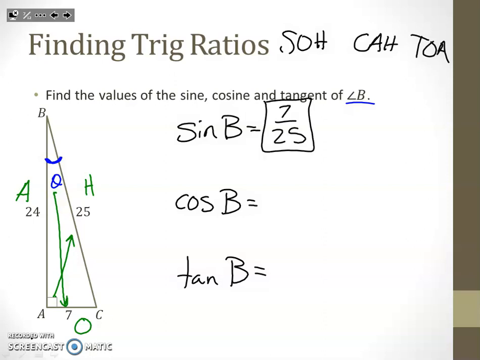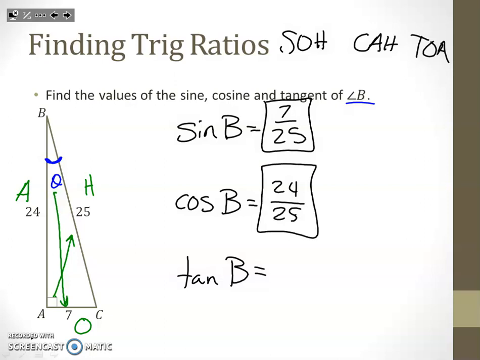Okay? Cosine of B. That would be CAH. So cosine is adjacent over hypotenuse. So my adjacent side is 24 over my hypotenuse, which is 25. Okay?